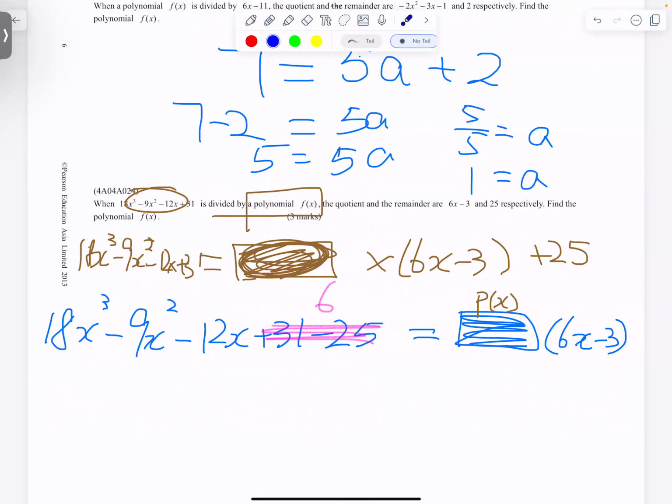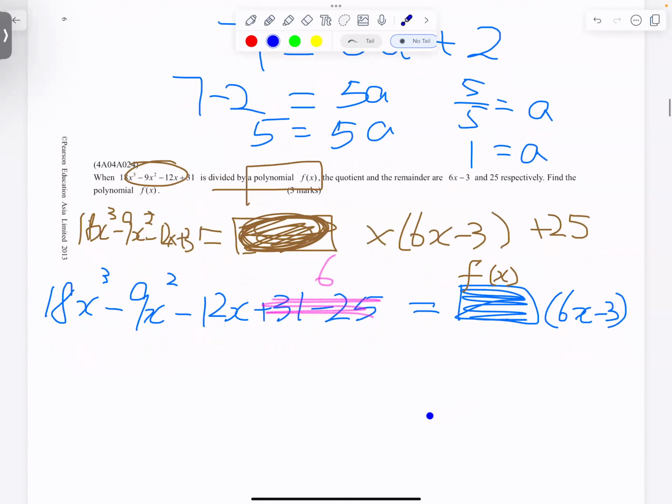f(x) equals p. Oh, wait. They already give you the name of it, f(x). If they give you the name as f(x), you also write f(x). It depends on the question. They like tricking students. That's why they are using f(x) here, whereas usually there's a long expression for f(x).